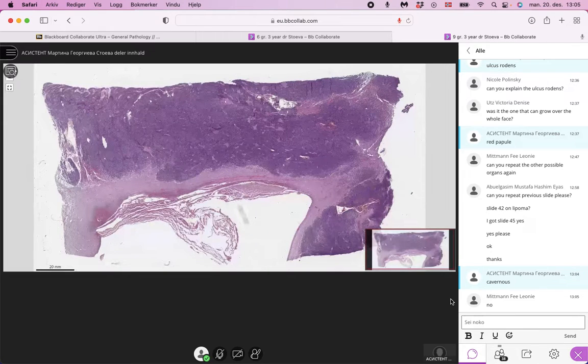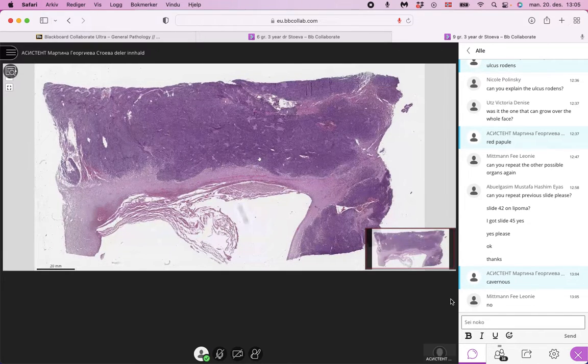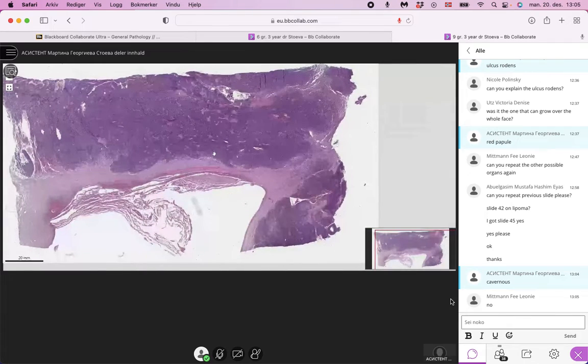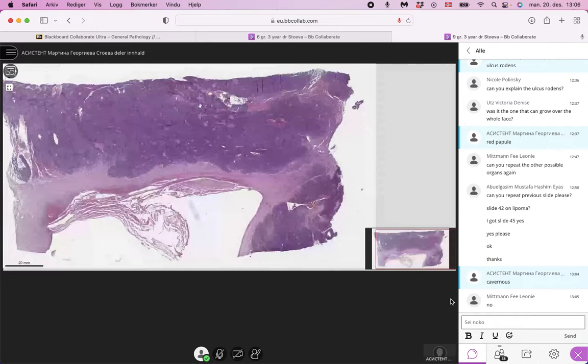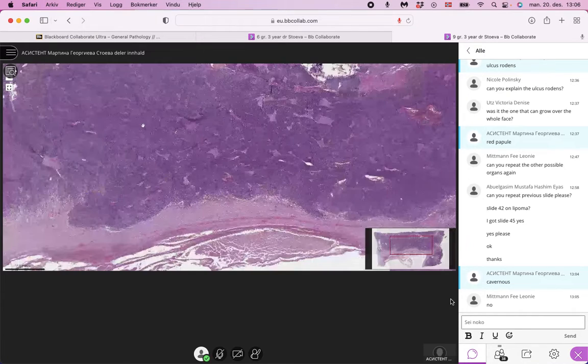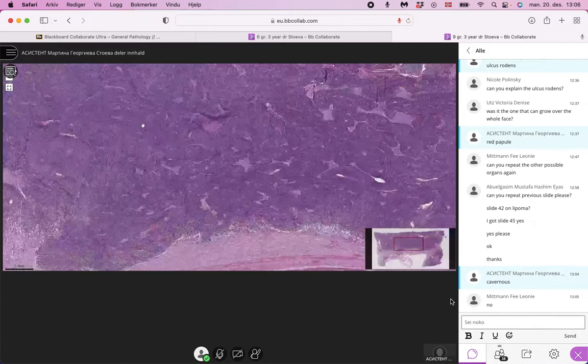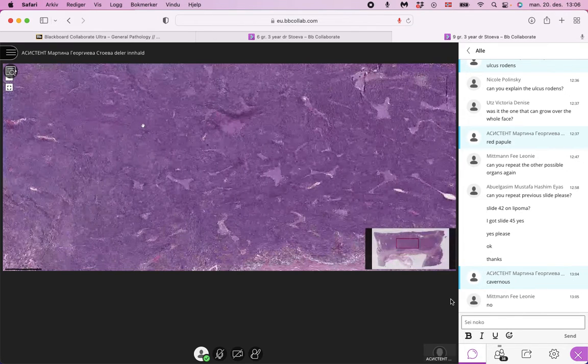Slide number 44 is the next one. Again, the entire slide is composed of a tumor. There is nothing normal. I mean, there is no normal tissue here. But the tumor has really characteristic morphology. So again, it's quite enough to make the diagnosis fibrosarcoma.